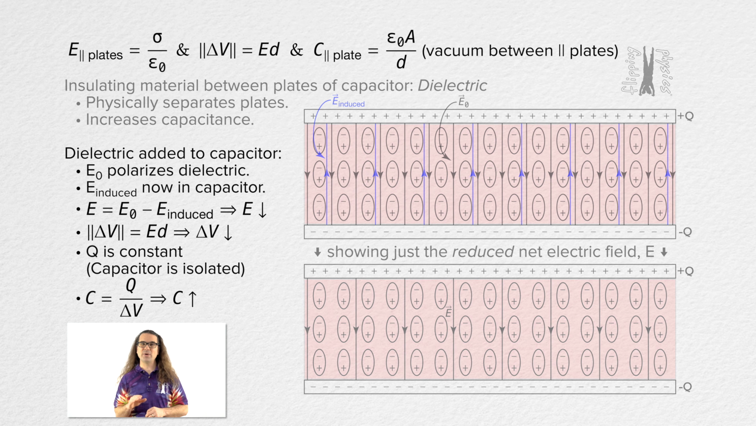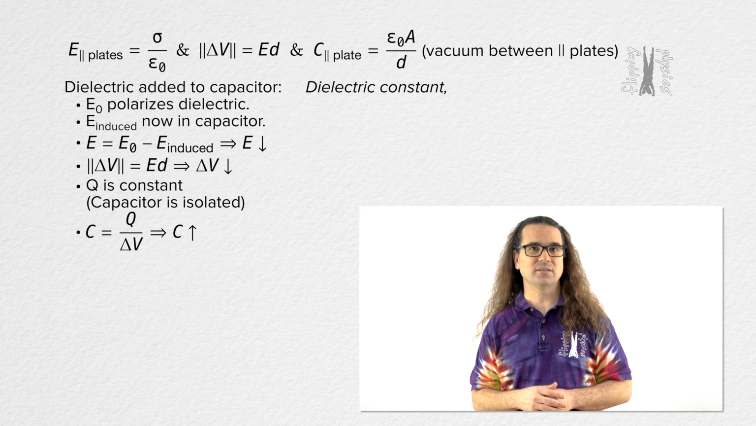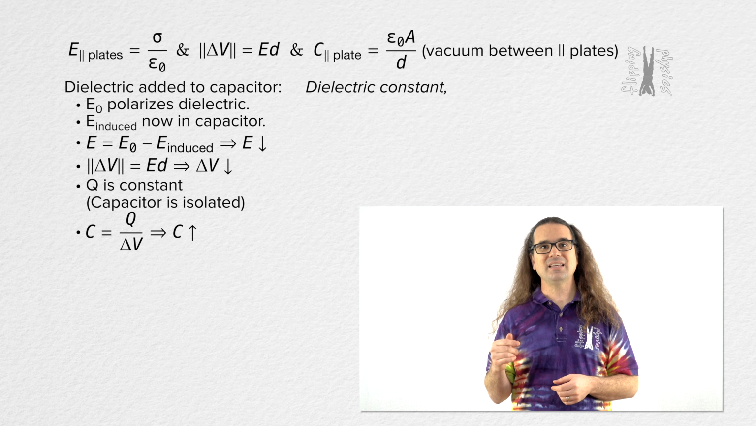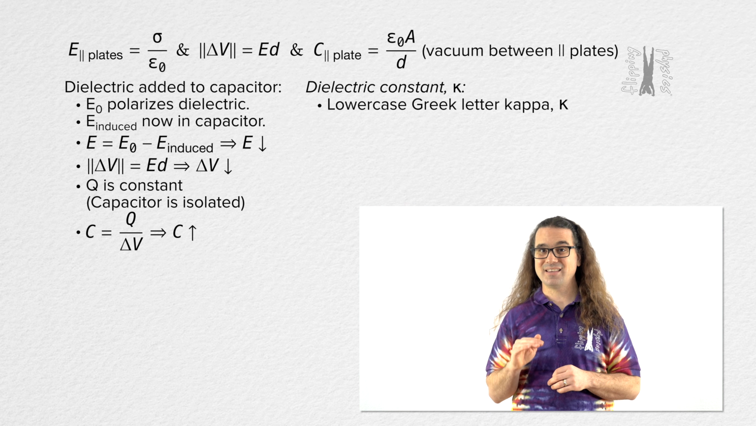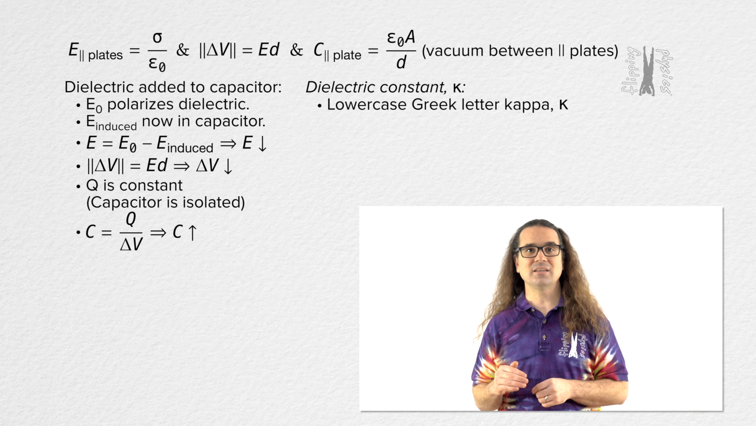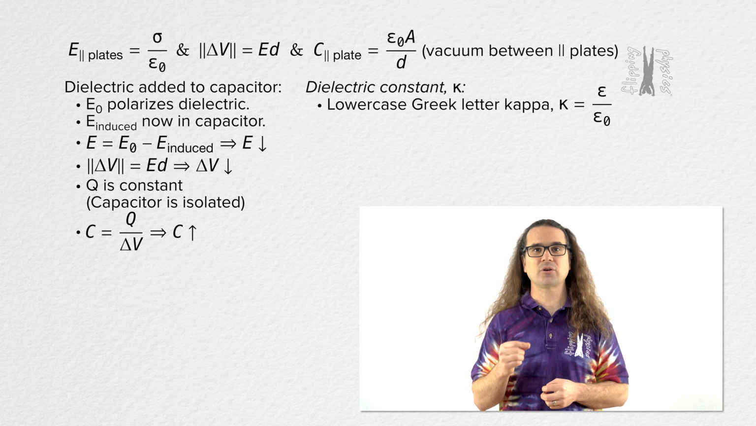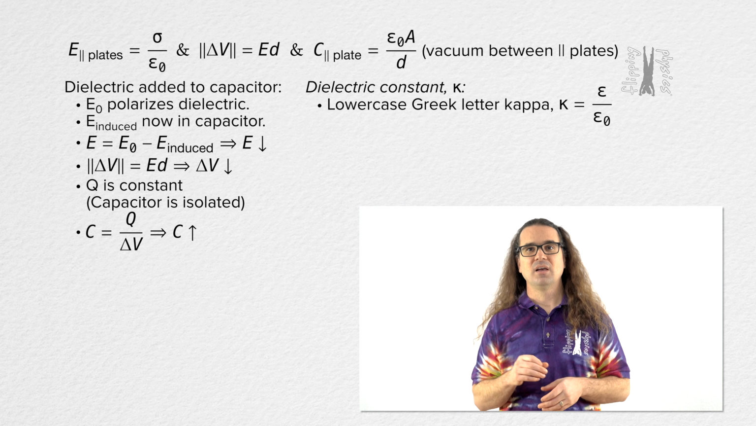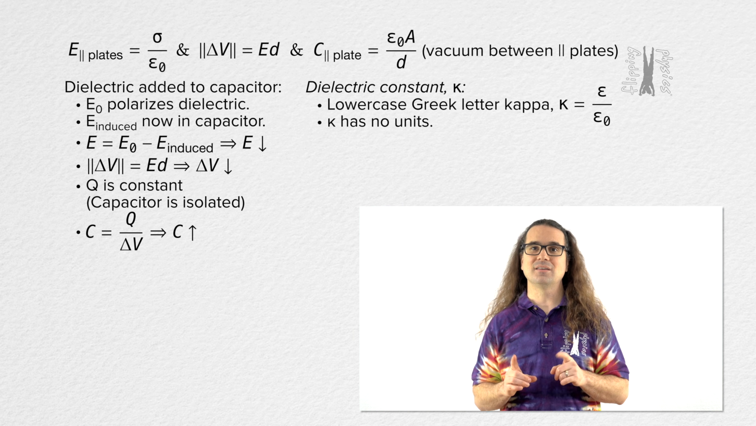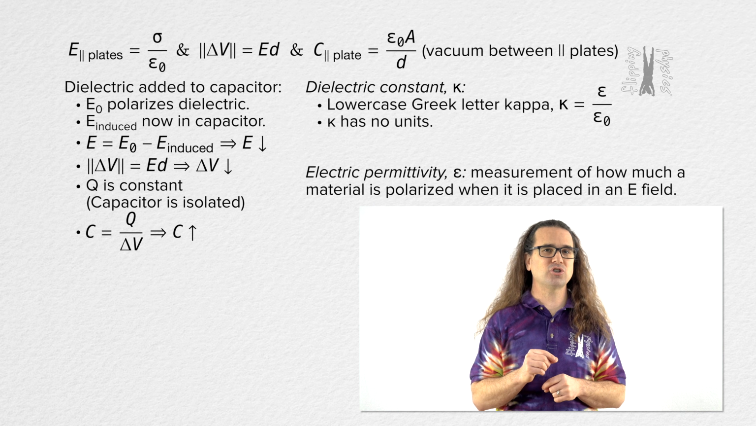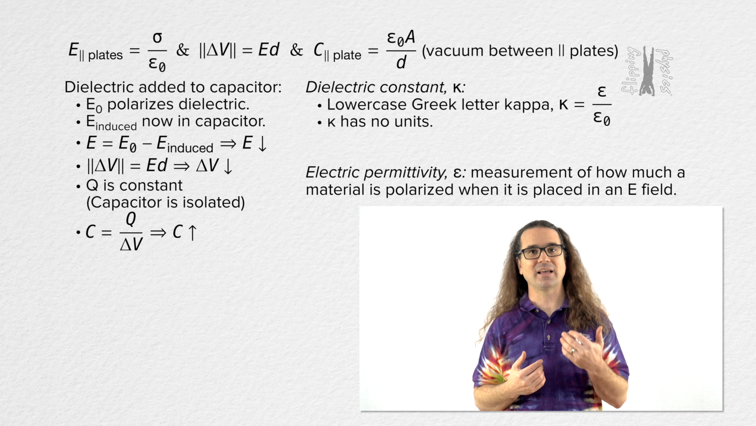Now, the way we define the effect of a dielectric is with the dielectric constant. The symbol for the dielectric constant is the lowercase Greek letter kappa. It looks basically like a lowercase k. The dielectric constant equals the ratio of the electric permittivity of the dielectric to the electric permittivity of free space. That means the dielectric constant has no units. And electric permittivity is the measurement of how much a material is polarized when it is placed in an electric field.